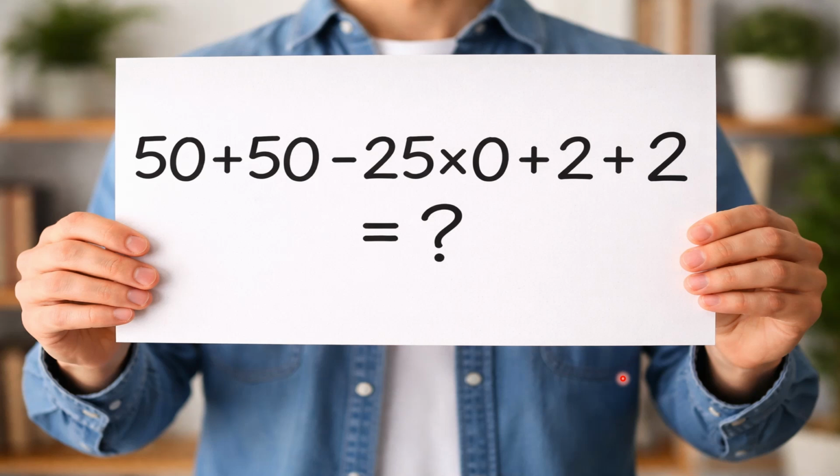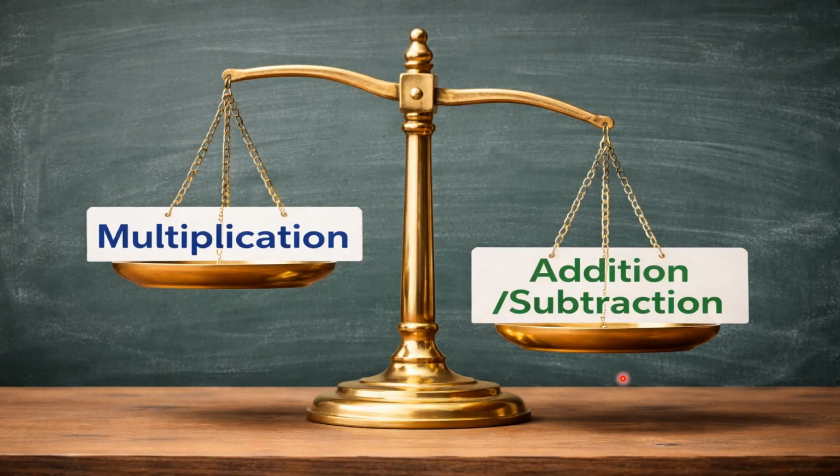So it's 50 plus 50 minus 25 times 0 plus 2 plus 2. And what does that equal? Well, first of all, you need to understand that multiplication has always had precedence over addition and subtraction, and that's true without parentheses. Look up the definition of multiplication in your dictionary if you're not sure. Multiplication is literally repeated addition.